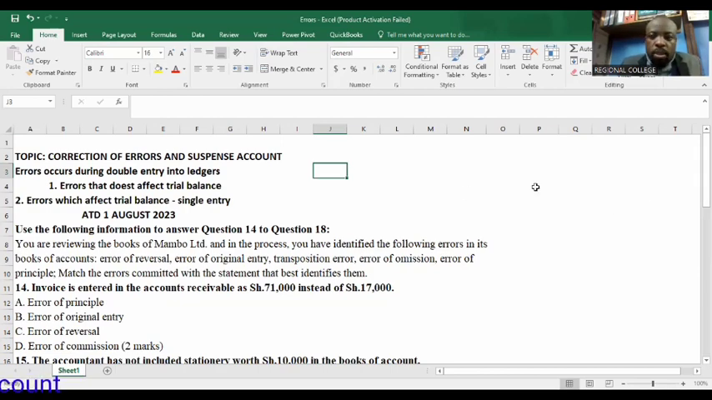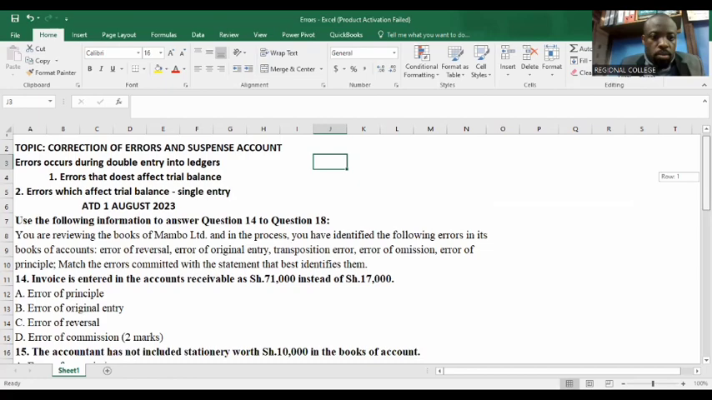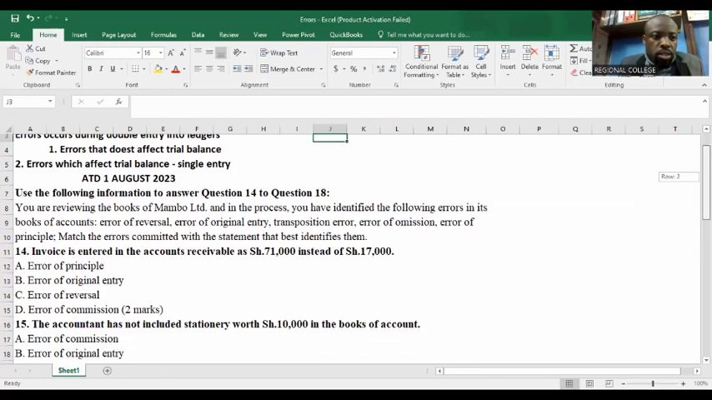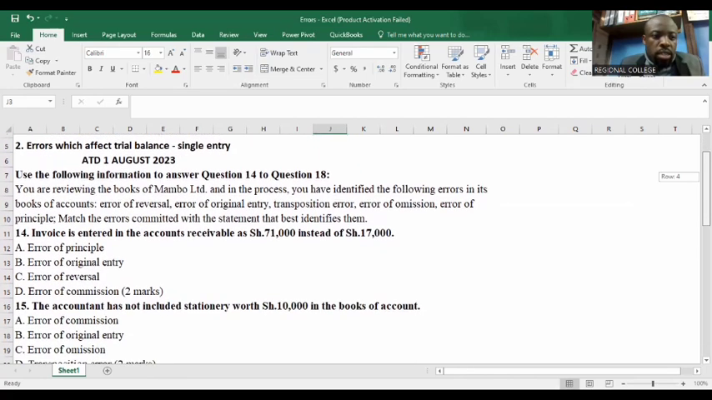The errors have already been given here. The majority of the errors which we see here are the ones that normally don't affect the trial balance. So that's the one that has been tested there. Let's now test answering them one by one.